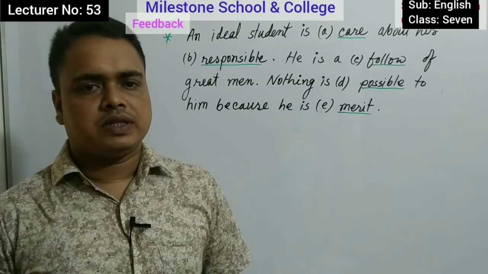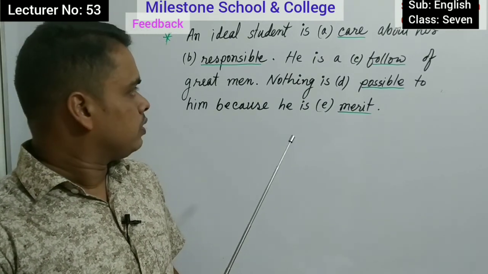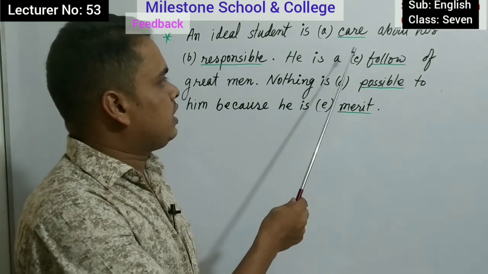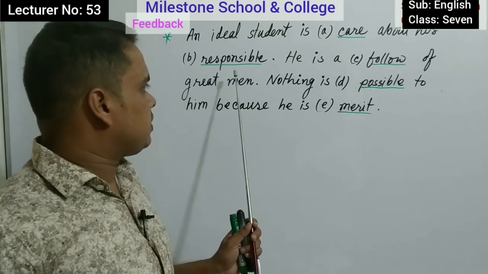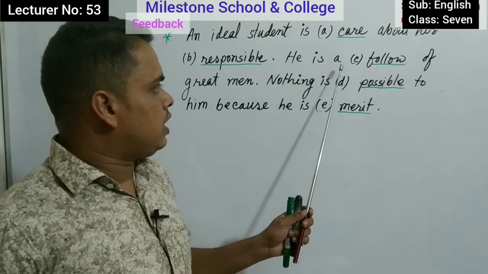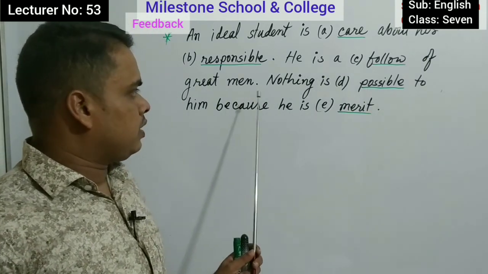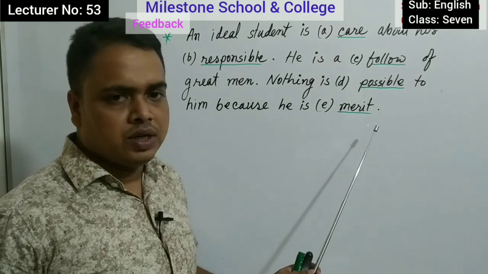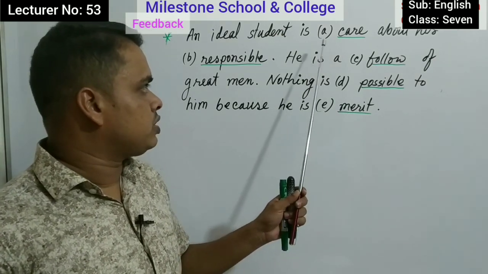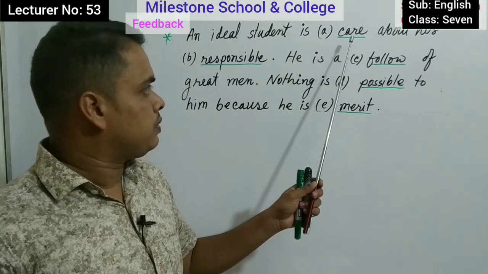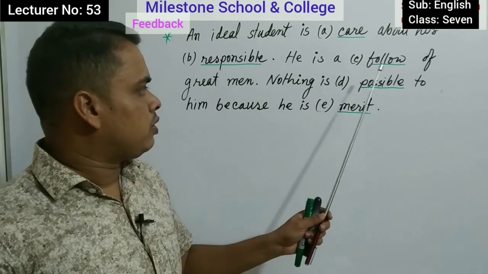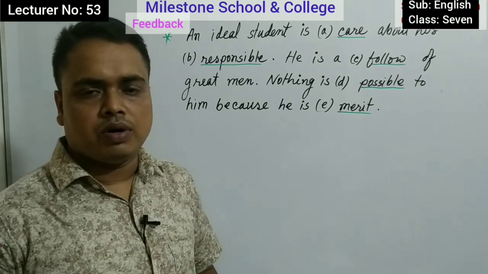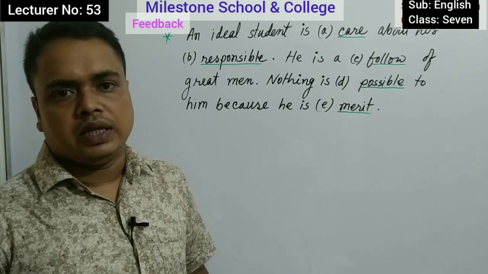Okay, dear learners, in the feedback session, here is a question for you, the way you face in the exam. So here, an ideal student is care about his responsible. Then he is a follower of great men. Nothing is possible to him because he is merit. So you have to use suffix or prefixes with these words. You are getting here care, responsible, follow, possible, and then merit. So you have to use the suffix or prefix with these words actually to make the meaningful sentence. I think you will be able.